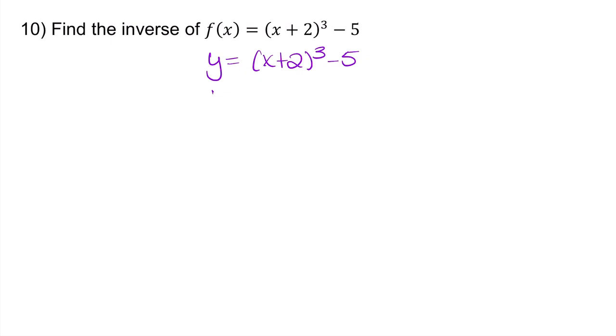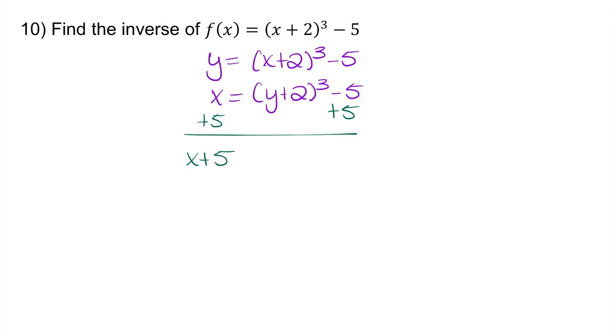Now I'm going to switch x and y. So I have x equals (y + 2)^3 - 5. And now I'm going to go ahead and work on isolating y. So I start off by adding 5 to both sides so I can get that cube term by itself. So I have x + 5 equals (y + 2)^3.